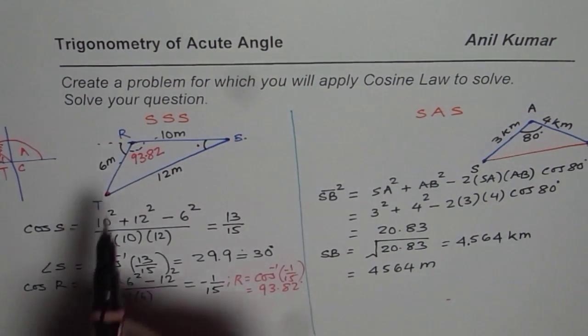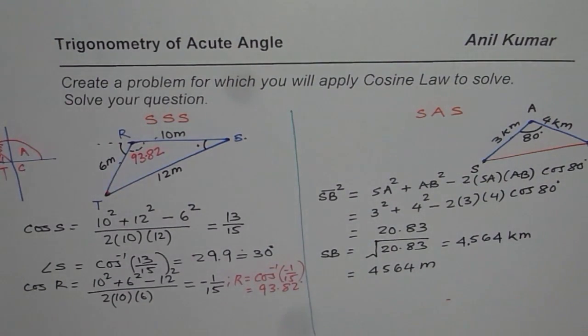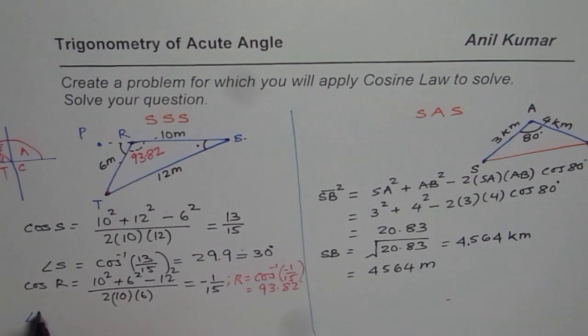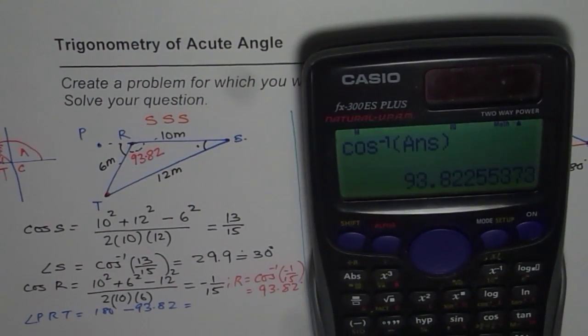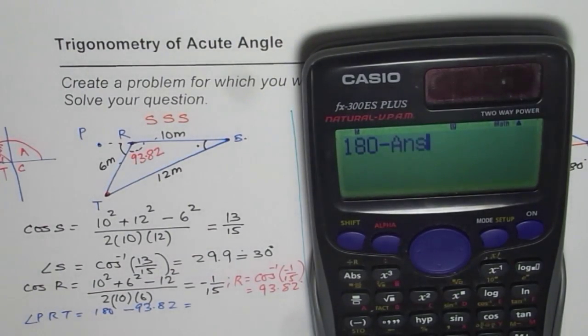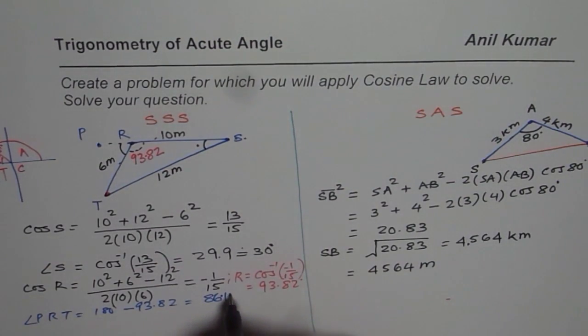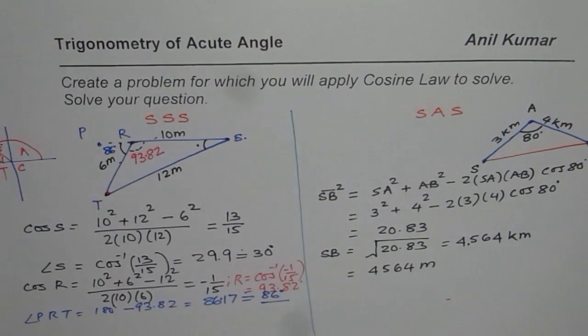So the angle which we need is the angle of depression, which is going to be 180 minus this, right? Let me put this point as P here, so I could say angle PRT is equal to 180 degrees minus 93.82. So we'll do 180 minus the answer, equals 86.17. Let's round this to 86 degrees, right? So this angle will be 86 degrees for us, correct?